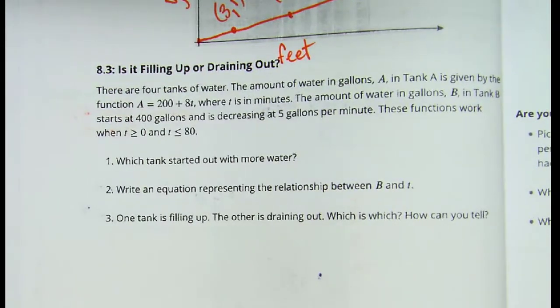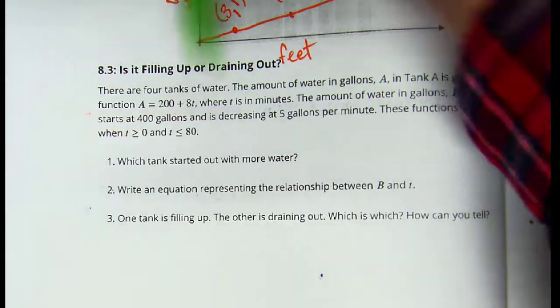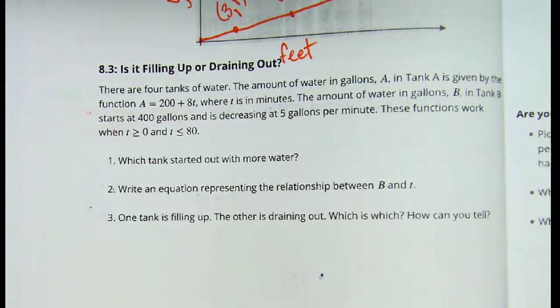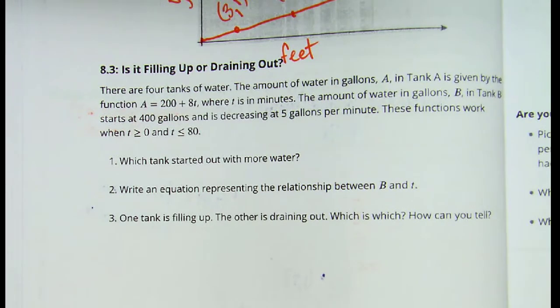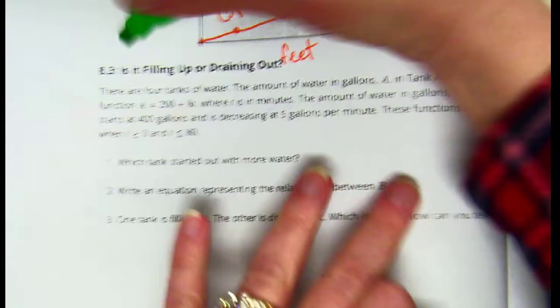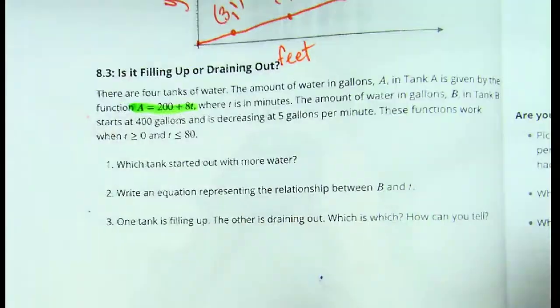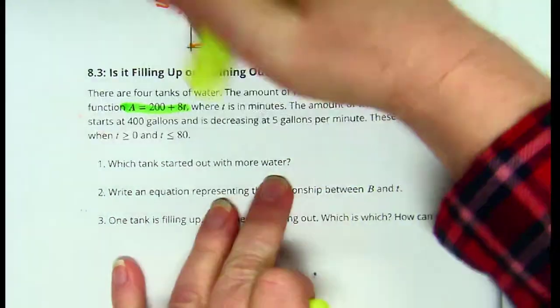Is it filling up or draining out? This is a very popular style of question for functions. So we have 4 tanks of water. The amount of water in gallons in tank A is given by the function rule A equals 200 plus 8t. Something else that's important is that it says t is representing minutes.